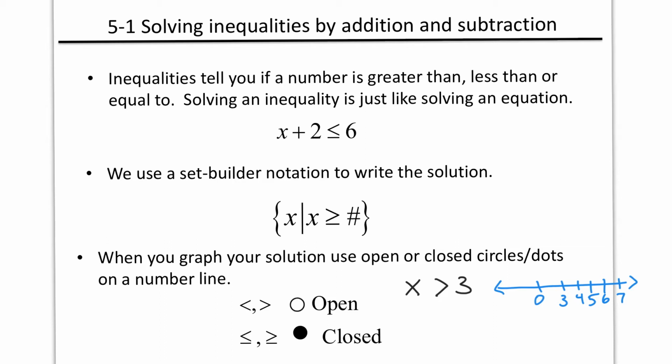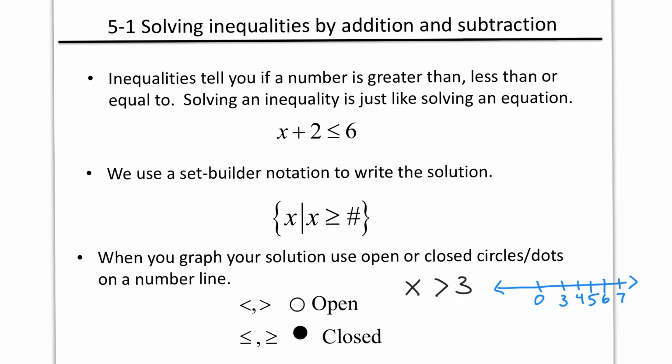So when we have that open circle, it means that 3 is not part of your solution. Because if you put a 3 here, 3 is greater than 3, that's false. So the number 3 doesn't work, but anything greater than 3 works for that inequality. Now let's say that you have a less than.